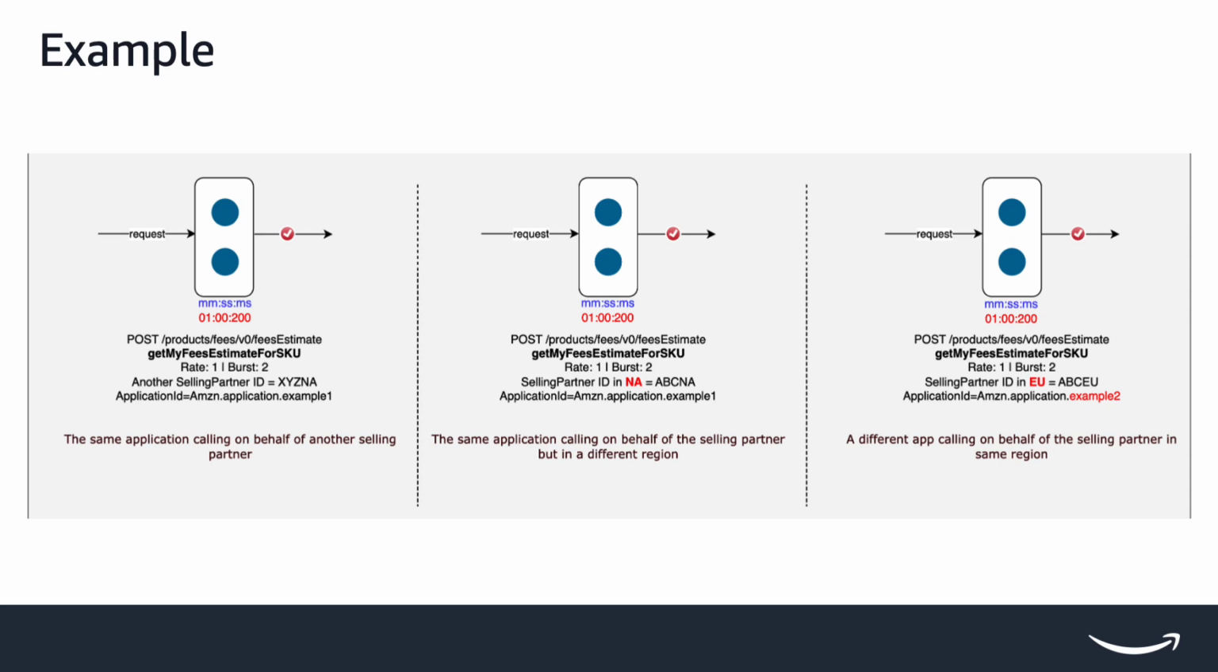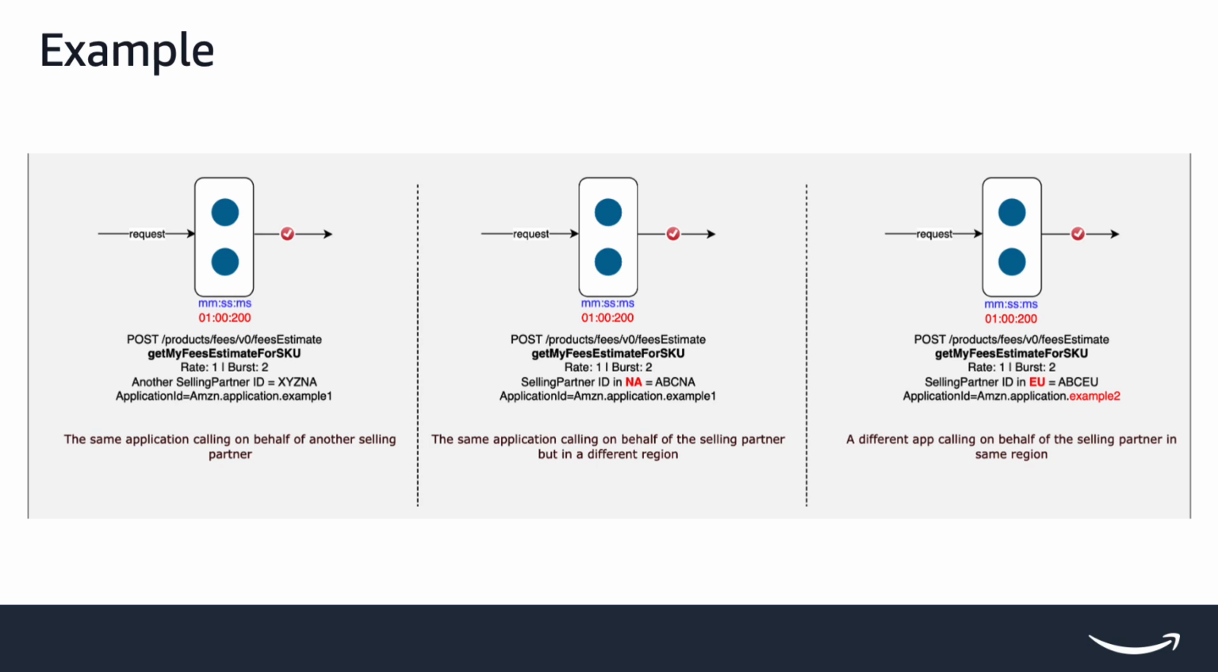Here we have three different cases. First, at 200 milliseconds, the same application calls this operation on behalf of a different selling partner. Two tokens are available as this is a different selling partner application pair. The second, the same application calls on behalf of the first selling partner but in a different region, the NA region for example. Note here that the selling partner ID is different. This results in a different selling partner application pair, which explains why the bucket is full.